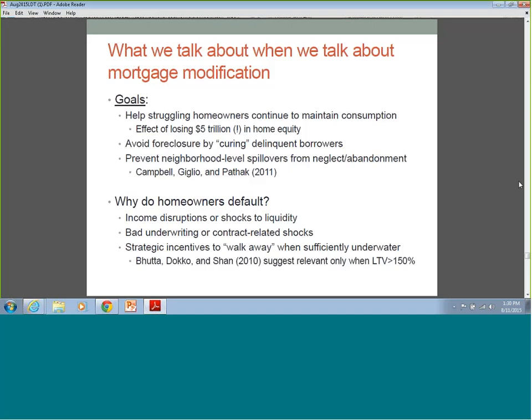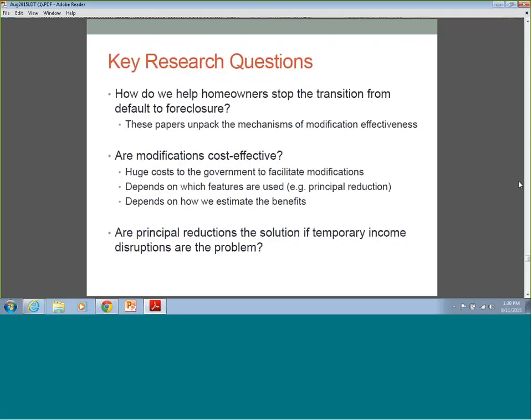All right, I'm going to try to get a clicker. So we're thinking about the key research questions here. The first question that these papers are trying to address is how do we help homeowners stop this transition from a late default to a foreclosure. These papers are really unpacking the mechanisms of this black box, where servicers were throwing out offers willy-nilly early on in this period. Then things were much more standardized through the HAMP program and the additional HAMP DRA program. And these papers are really doing a concrete evaluation of those modification efforts.